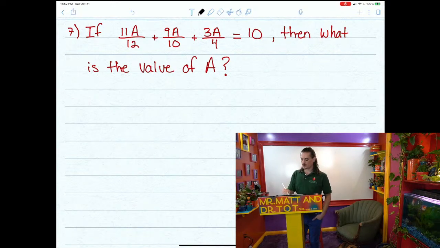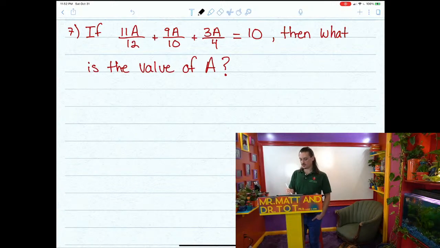So we have denominators of 12, 10, and 4. 12 will break down into 3 times 4. 3 is prime. 4 is going to break down into 2 times 2. 10 will break down into 2 times 5. And 4 will break down into 2 times 2.